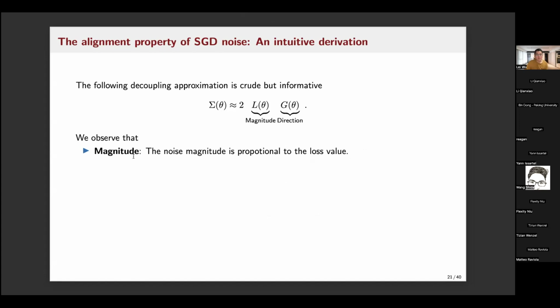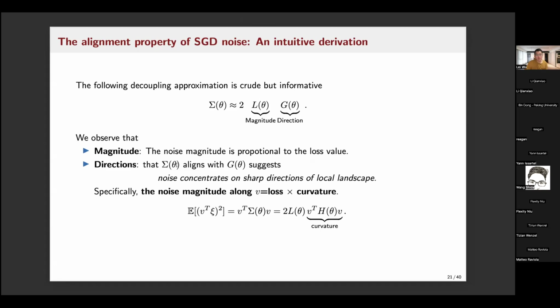In terms of magnitude, the noise magnitude is proportional to the loss value: a large loss value corresponds to larger noise, and a small loss value corresponds to small noise. In terms of direction, sigma theta is aligned with G theta very well. More specifically, that means noise is concentrated on the sharp directions. In the sharp directions the noise energy is larger, and along the flat directions there is small noise.